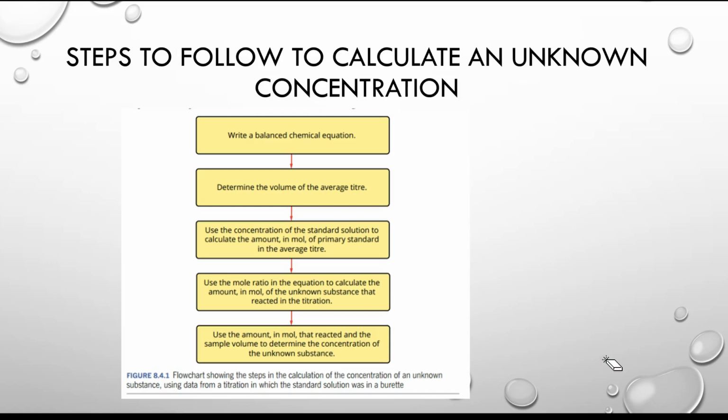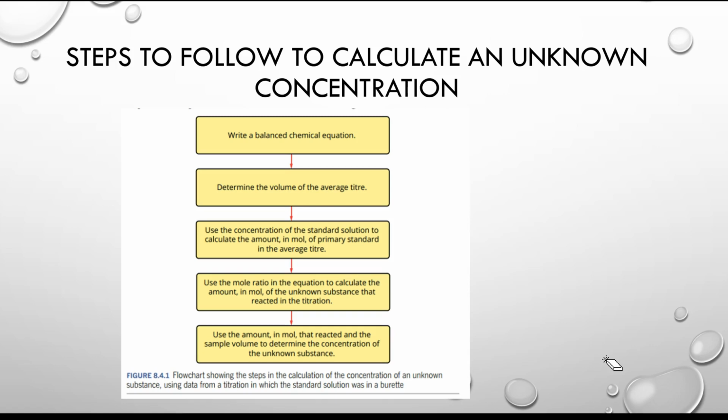So there's a couple of steps we want to follow when we want to calculate this unknown, and it was made very clear in the Pearson textbook. So the first step we're going to do is write a balanced equation. From that, then, we're going to use the information from our experiment to determine the volume of the average titer. So it's a titration, so titer is coming from that word, and that is the average of the 3 or 4 runs through and measuring from that burette.